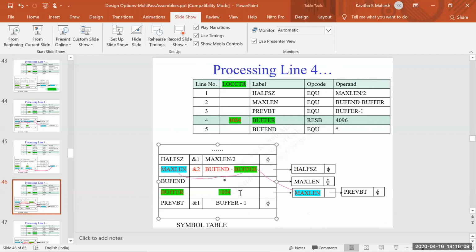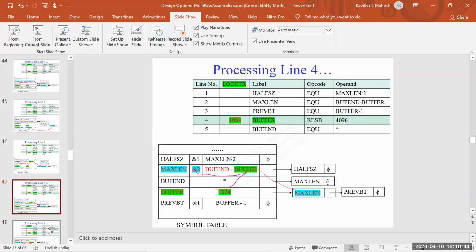So since we know the value of buffer, we need to make a change in this entry of the symbol table, indicating that only one symbol is currently undefined. We already know the value for buffer, which is 1034. So please note the change that I make here is change the number of symbols in the defining expression that are unknown. How many symbols are unknown now at this point? We have only one symbol that is unknown because buffer is defined.